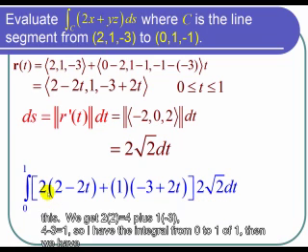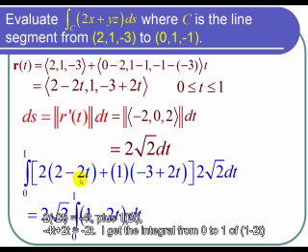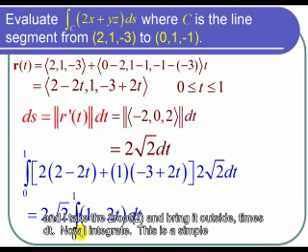So now I simplify this. We get 2 times 2 is 4, plus 1 times -3. 4 minus 3 is 1. So I have the integral from 0 to 1 of 1. And then we have 2 times -2t is -4t, plus 1 times 2t. -4t plus 2t is -2t. So I get the integral from 0 to 1 of (1 minus 2t), and I take the 2 root 2 and bring it outside, times dt.